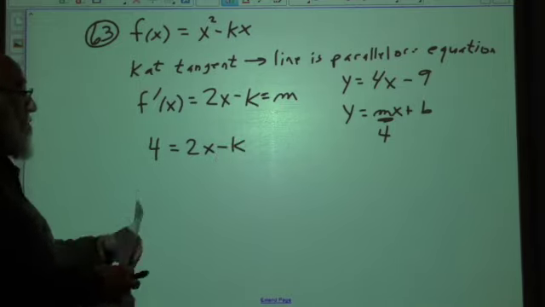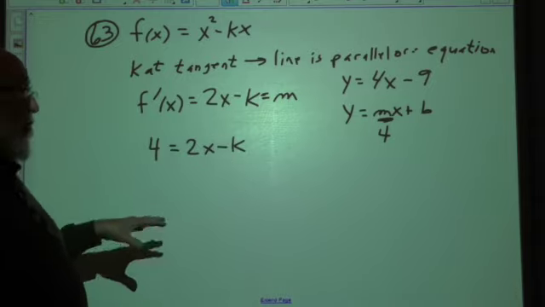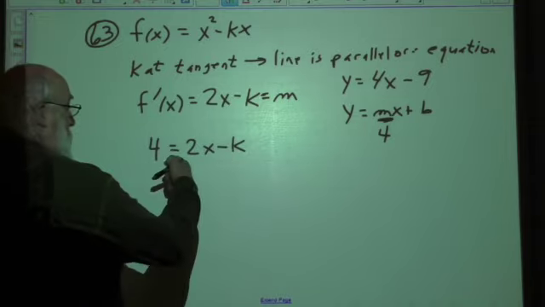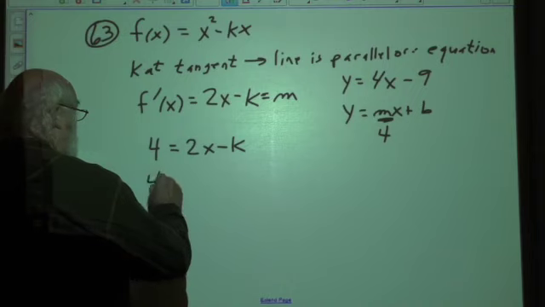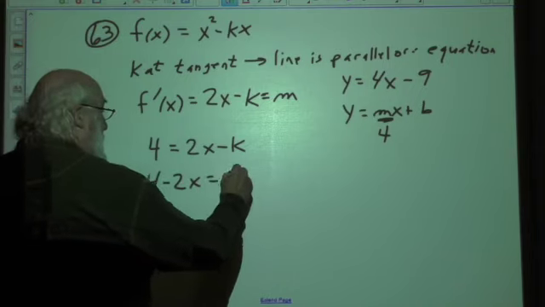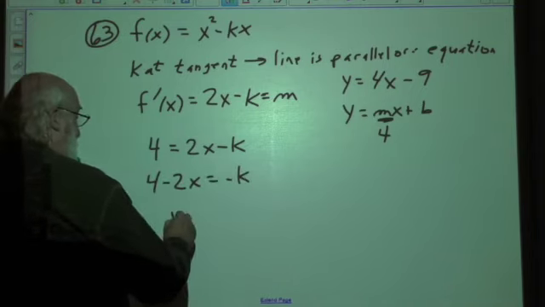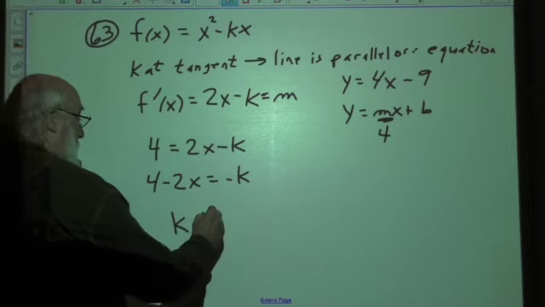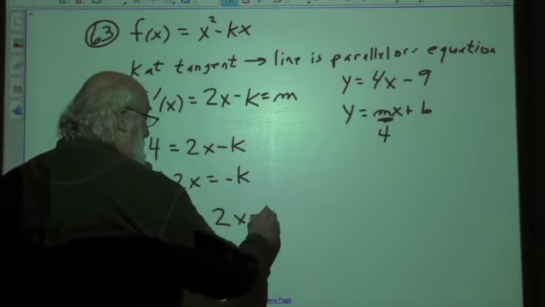So I'm going to rewrite this equation so that k is by itself. So I'm going to subtract 2x, so 4 minus 2x equals negative k. And then k is going to be just changing all the signs, 2x minus 4.